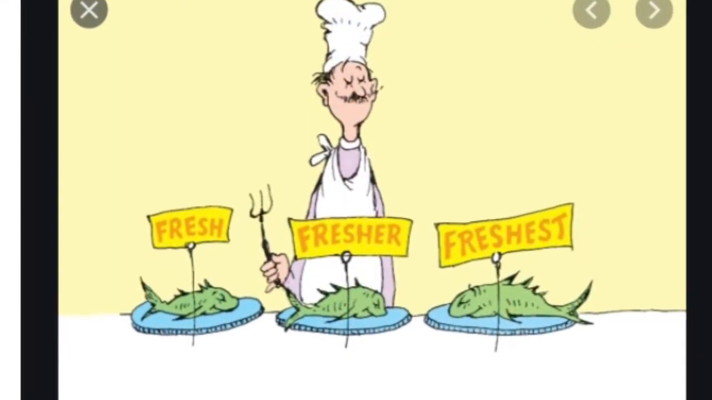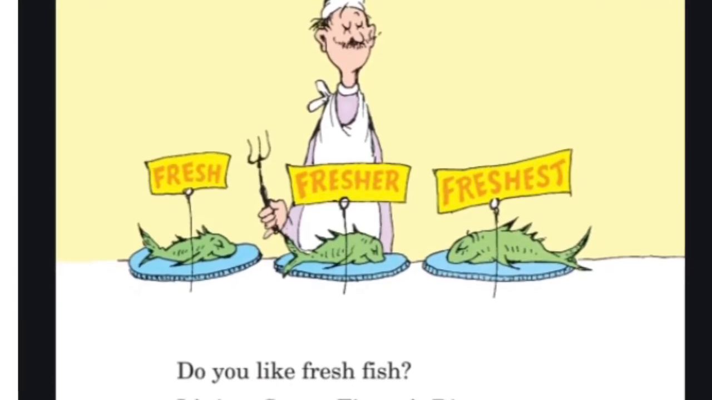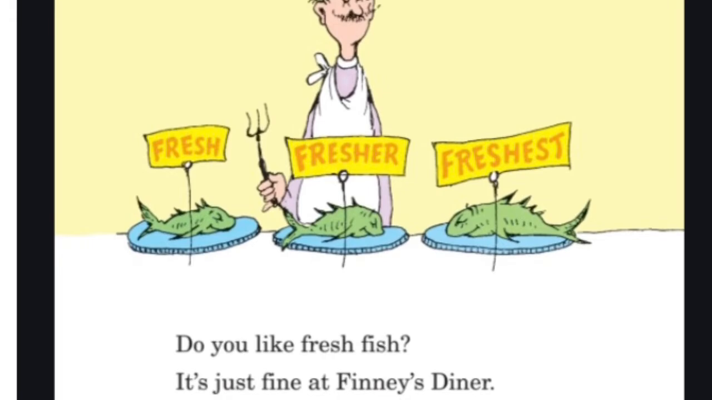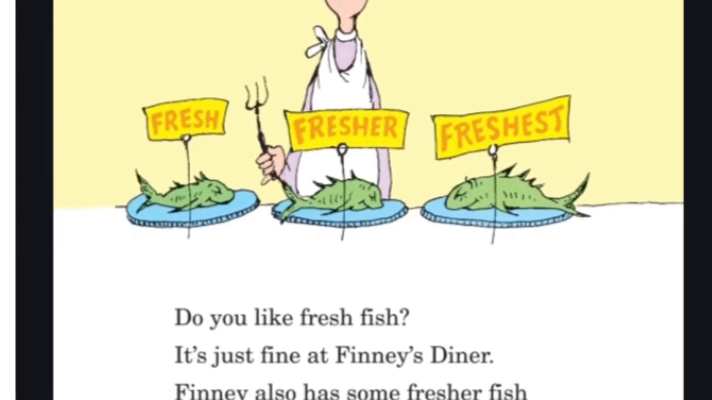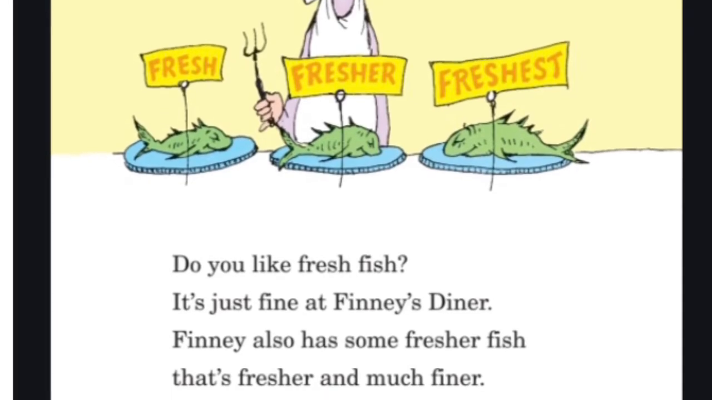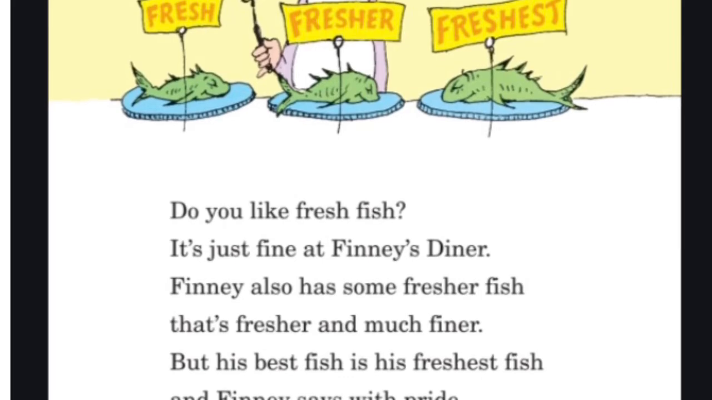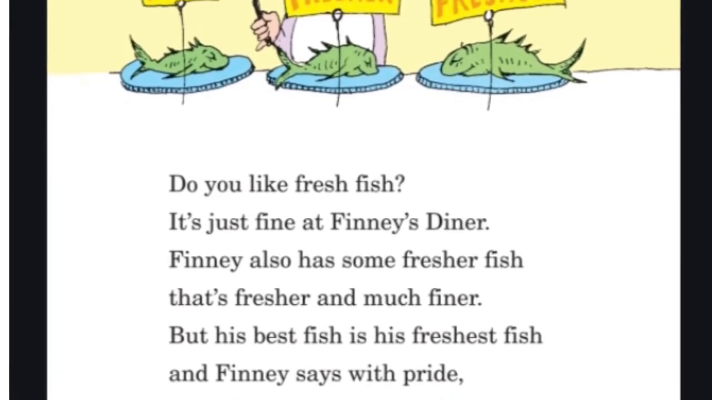Do you remember this tongue twister by Dr. Seuss? Let's see if you can figure out which sound he repeats over and over again at the beginning of the words. Fresh, fresher, freshest. Do you like fresh fish? It's just fine at Finny's Diner. Finny also has some fresher fish that's fresher and much finer.